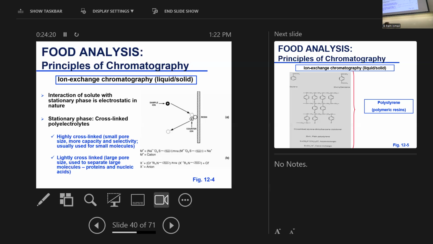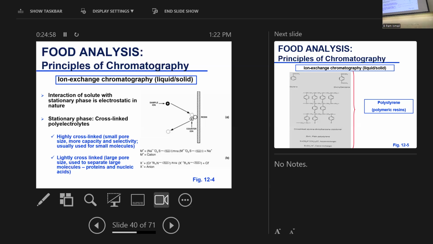So exchanging, separating positive ions. All right, this one. Yes. So exchanging, separating negative ions or molecules that carry negative charge.